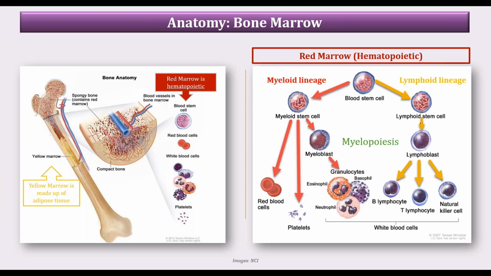If we take a closer look at the stem cells, we have a myeloid lineage and a lymphoid lineage. Lymphoid stem cells become lymphoblasts and then mature B or T lymphocytes and natural killer cells, which are white blood cells. Myeloid stem cells become either mature red blood cells, mature platelets, or myeloblasts. These myeloblasts then become one of three types of mature granulocytes: neutrophils, eosinophils, and basophils. These white blood cells contain granules that are released to help fight off infection and disease.